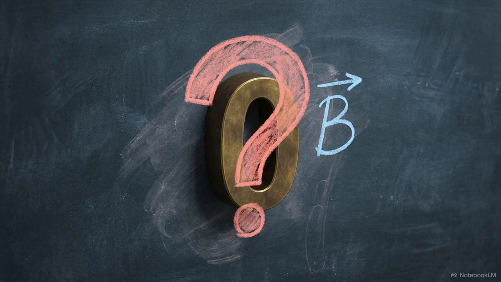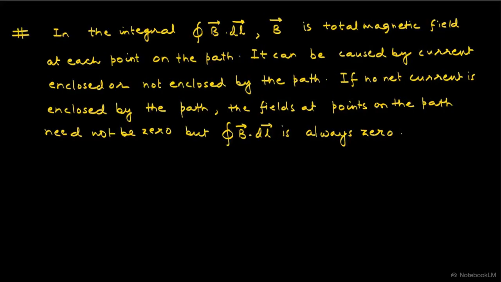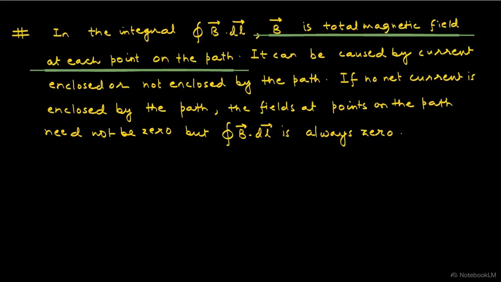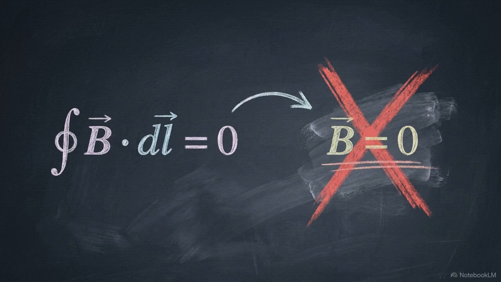This raises a question. If the positive and negative currents within a loop sum to zero, does the magnetic field itself disappear? The technical notes specify that the variable B represents the total magnetic field at any point on the path. A common misconception is that if the global integral evaluates to zero, the local magnetic field at points along the path must also be zero.